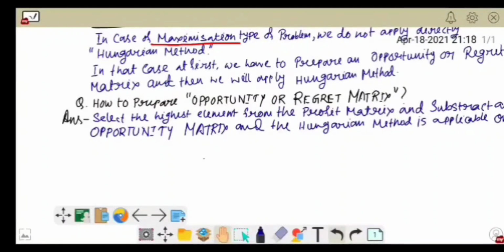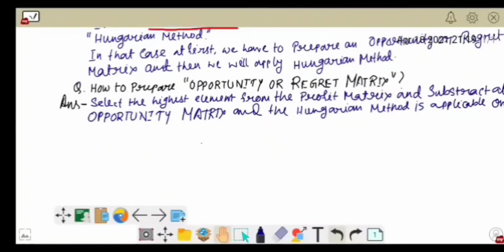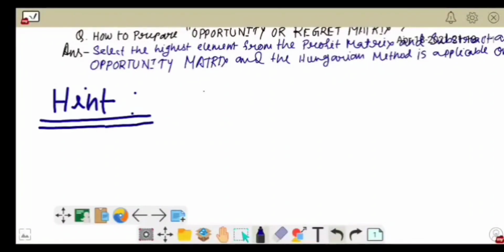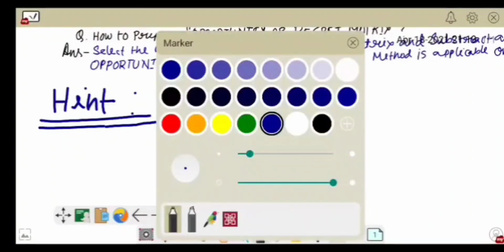Okay, so here is the proper understanding needed to give the judgment, to recognize from where the question is coming, whether it is a maximization problem or a minimization problem. Okay, so now I will give you some hints. Just write down these notes in that way.